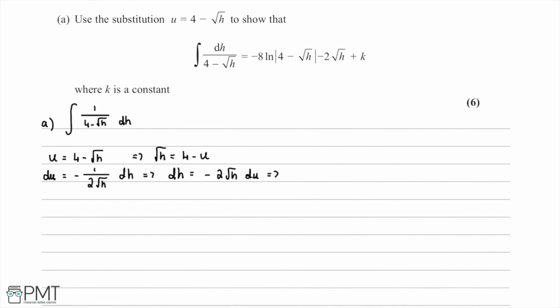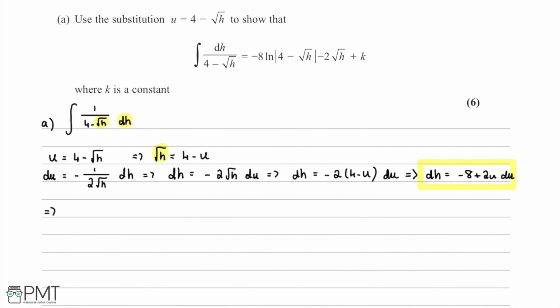So then we can rewrite our term for dh in terms of u. So we can therefore say that dh is going to be equal to negative 2 lots of root h, and we know that is 4 minus u, and that is going to be du. And then expanding those brackets, we have that dh is going to be equal to negative 8 plus 2u du. So we'll now take this expression here and substitute it in to our integral here, and we shall also take in this expression for h and substitute it in here.